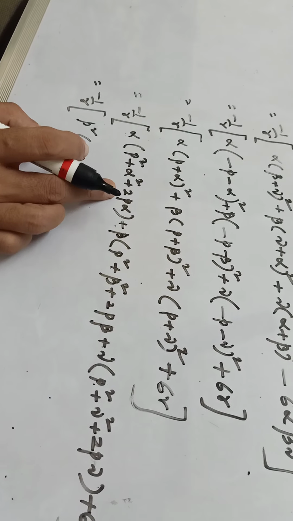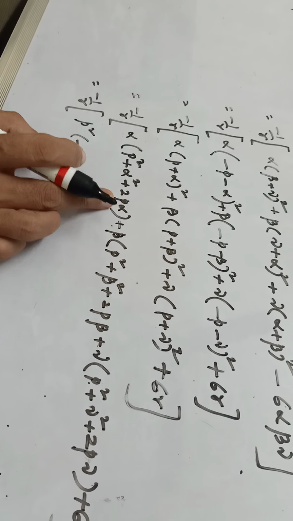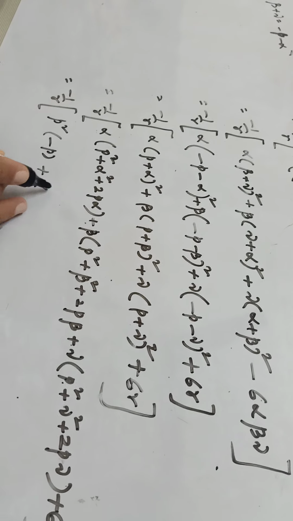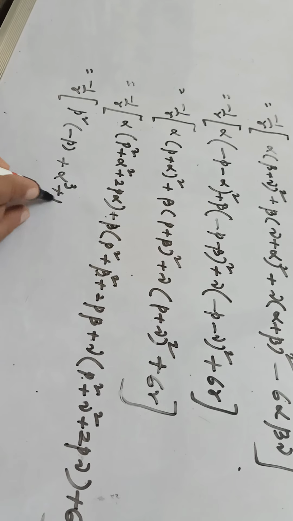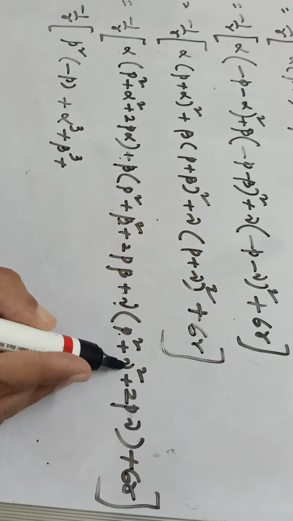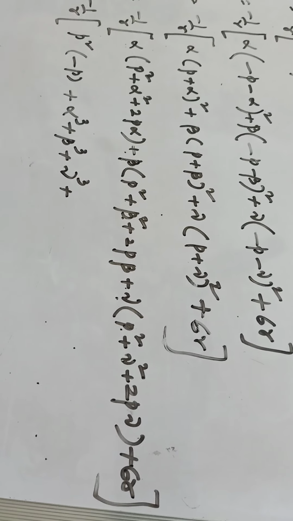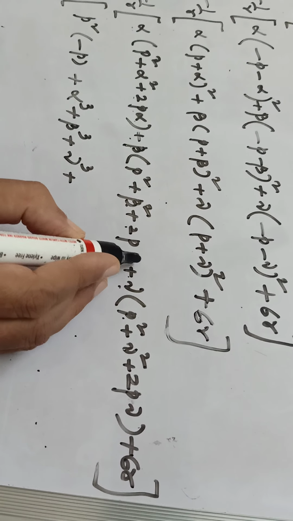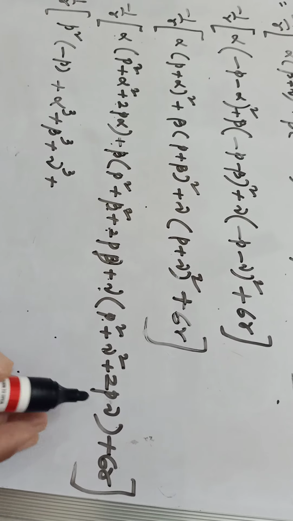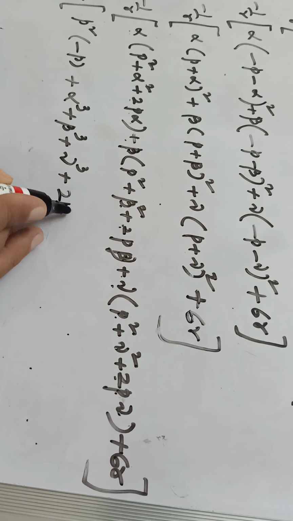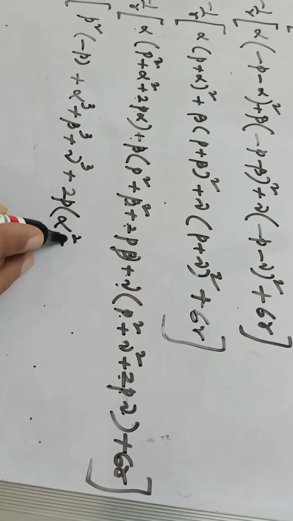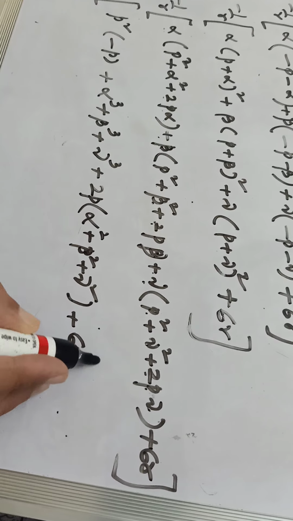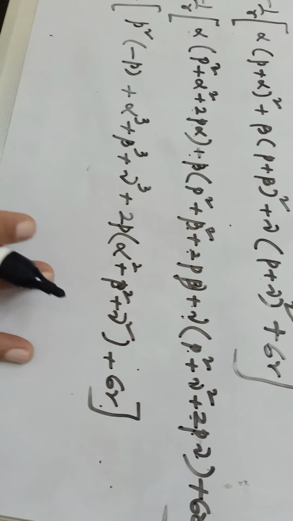Now multiply the second terms. What is the product of second terms? Alpha into alpha square, that is alpha cube, plus beta into beta square, beta cube, plus gamma into gamma square, gamma cube. Now multiply the third terms, 2p alpha square plus 2p beta square, here 2p gamma square. From them I want to take 2p common. Alpha square plus beta square plus gamma square will remain, plus 6r. I think you are following it.